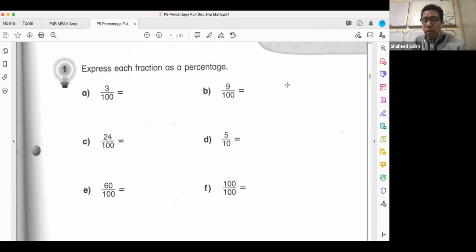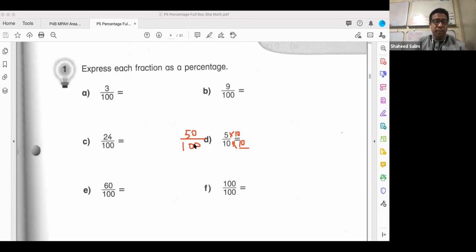Okay, Shalina. Well done. Okay, Naomi, question D is not correct. Shalina, what about your answer for number D? Change the denominator to 100. How do we change it to 100? Okay, well done, Akil. Times by what? 10 times what equals 100? You all know what? 10 times 10 lah. Do the same for the top. So you get 50 over 100. How many percent is this?